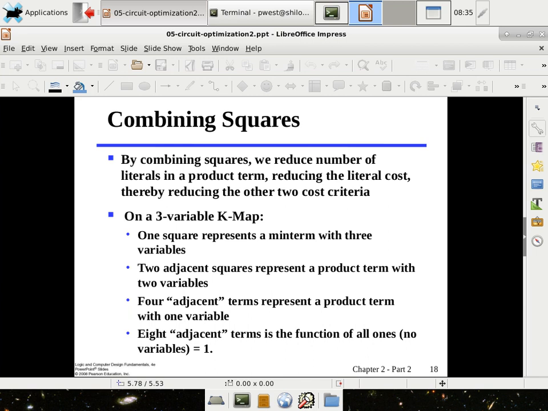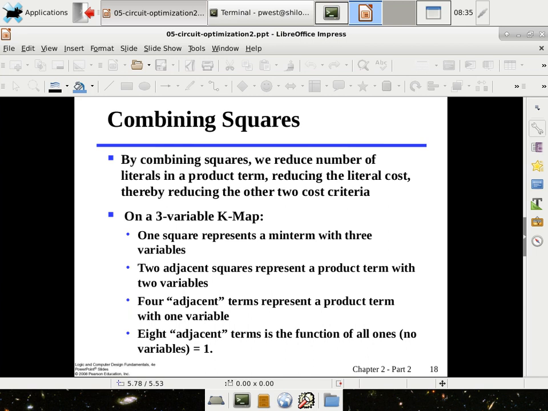All right, by combining squares, we can reduce the number of literals. It's hard enough to draw 3D. So if you go back to your 3-variable K-map, let me draw that over here. Actually, how did we do it? X naught on top, and then we had Y over here, and Y naught. Then we had Z right here, and then we did this number. It's beautiful.